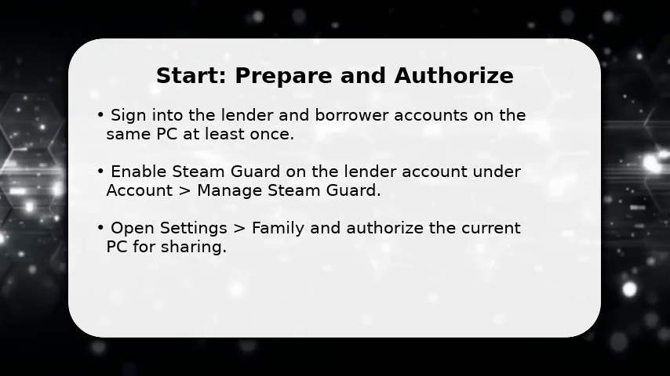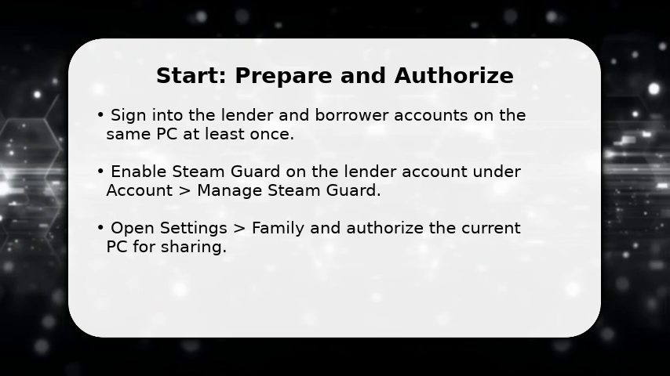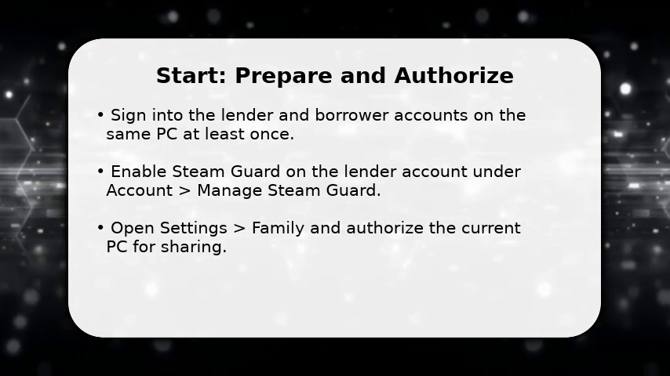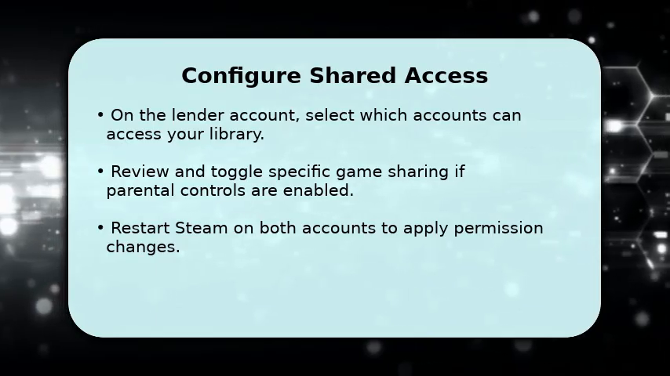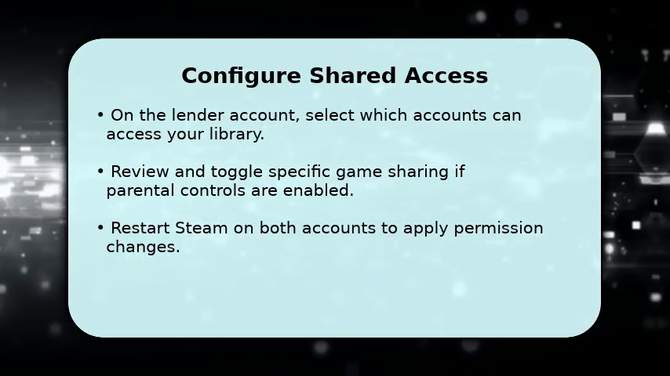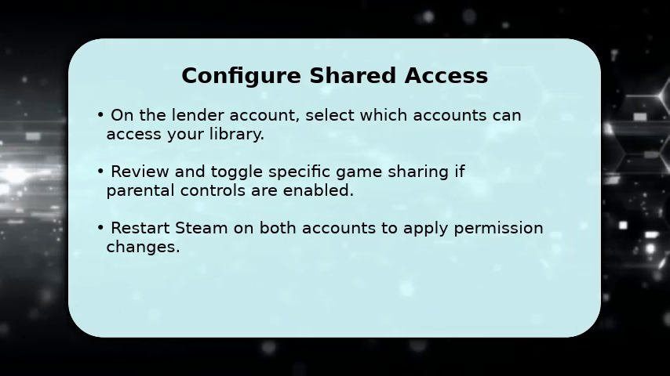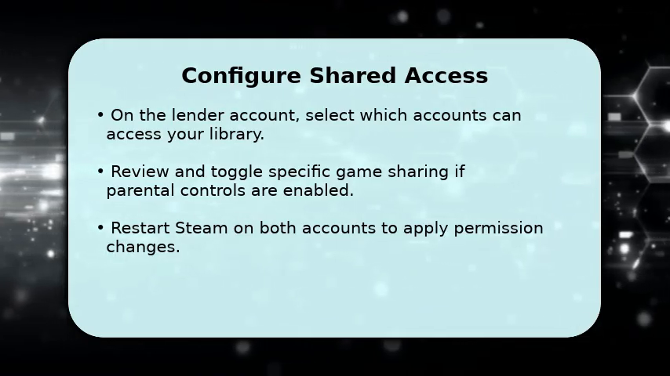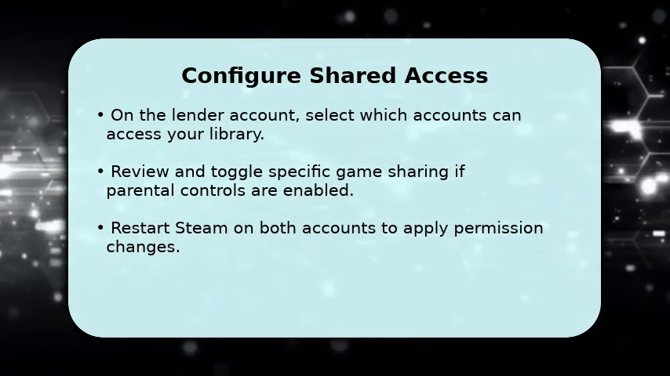This immediate authorization step gives the borrower visible shared titles and prevents later access errors when you move on to now configure who actually gets access and why. On the lender account, in Family Settings, check the boxes beside each authorized borrower. Once done, verify parental controls. If they are active, you'll need to permit individual titles explicitly. Do that now to avoid blocked games later.